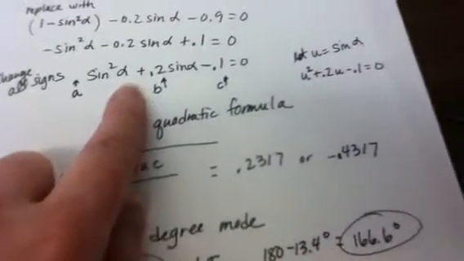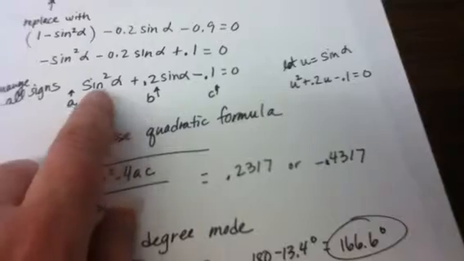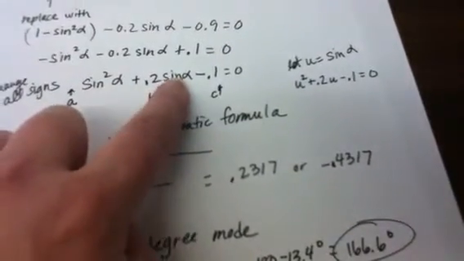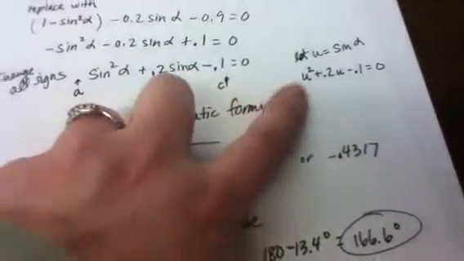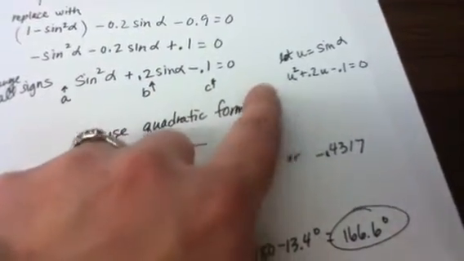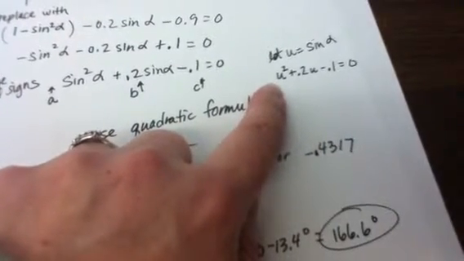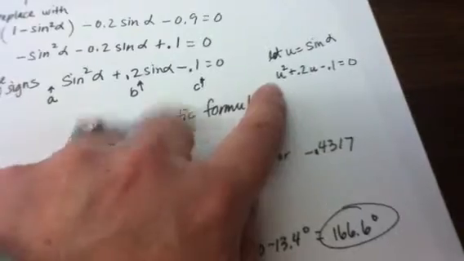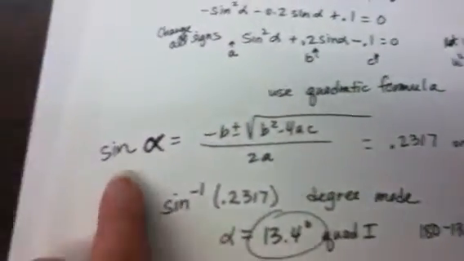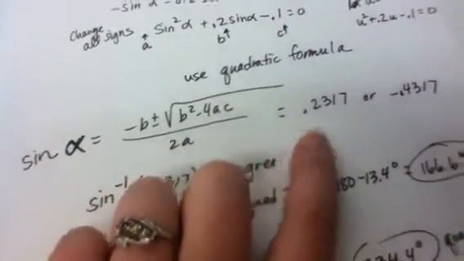Think of it this way: if you do a u substitution where u equals sine of alpha, you're replacing sine squared alpha with u squared and sine alpha with u, and you end up with a quadratic that you're solving using the quadratic formula. After you've used the quadratic formula to solve that, the answers equal u, which also equals sine alpha. So I've written that here: sine alpha equals the answers from the quadratic formula.